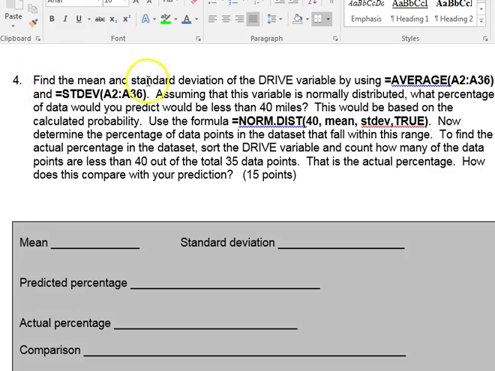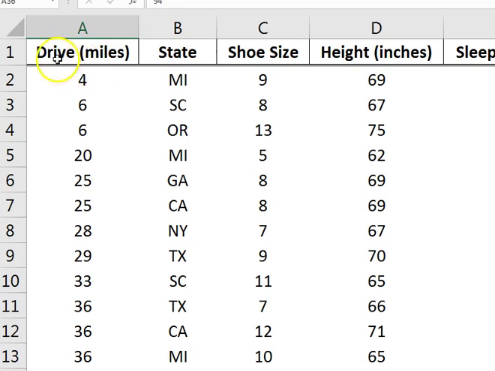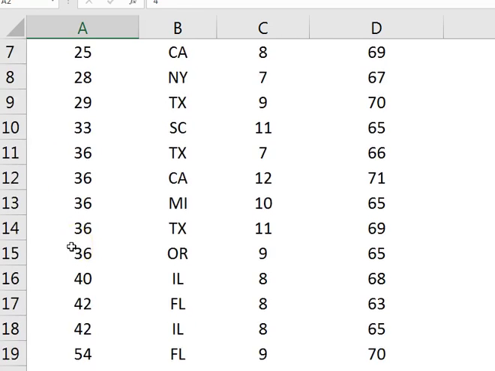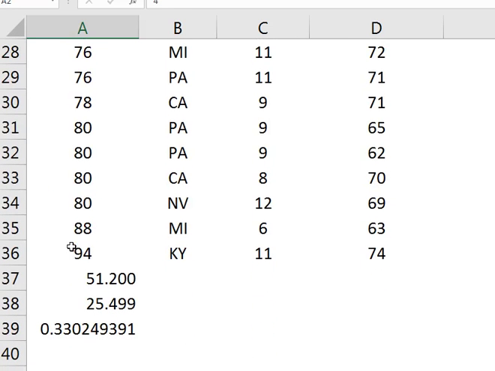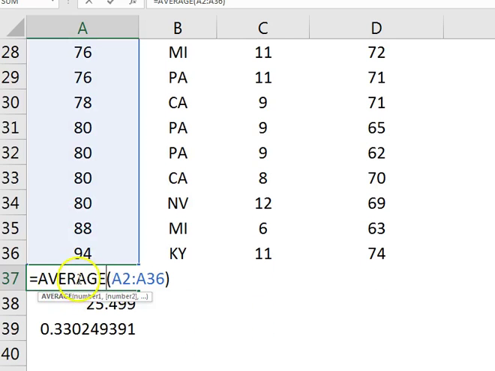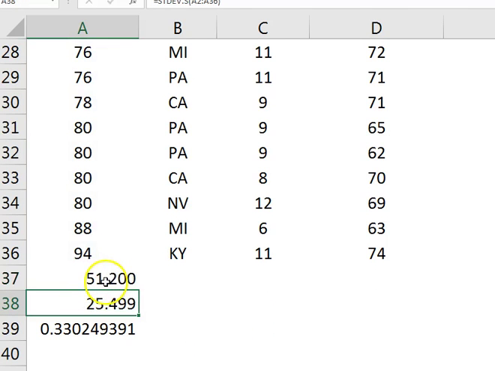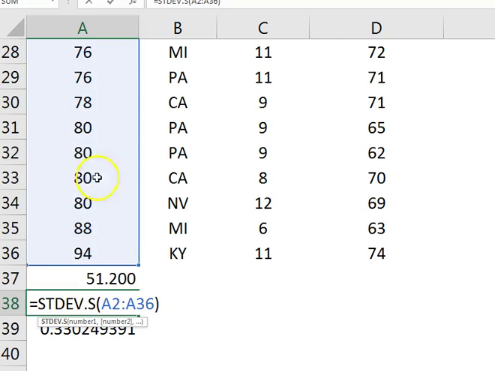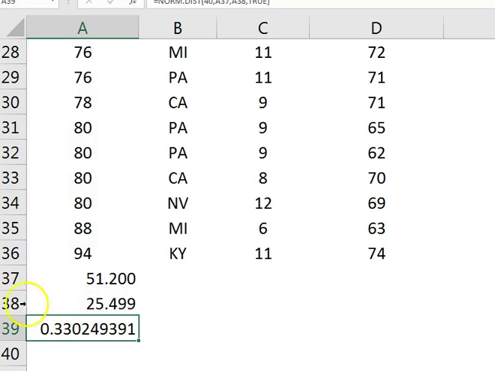For the rest of the lab, we'll be looking at the drive variable, which is the average amount of time it takes a person to drive into school. And we're told to assume that this variable is normally distributed, and we're going to start off by finding the average and the standard deviation for our distribution. And we're just going to use the mean and standard deviation from this sample. And so just do the average formula in Excel to get the mean, and do the standard deviation.s, because it is a sample, to get the standard deviation for our distribution here.